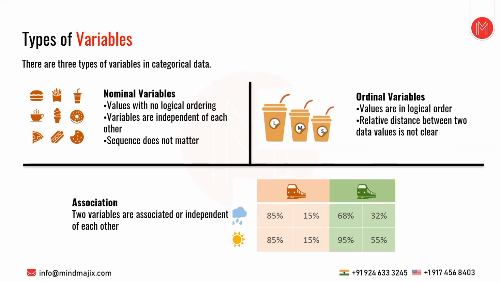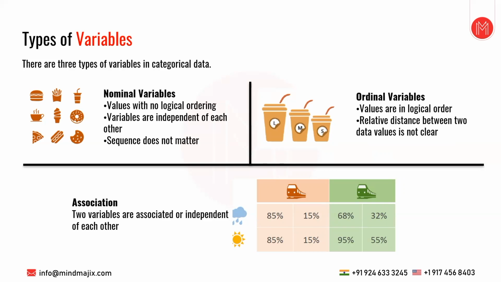And the last type is the association. Association between two variables means the values of one variable relate in some way to the values of the other. Association is usually measured by correlation for two continuous variables, and by cross tabulation and chi-square test for two categorical variables. So two variables are either associated or independent of each other. That should come within association variables.